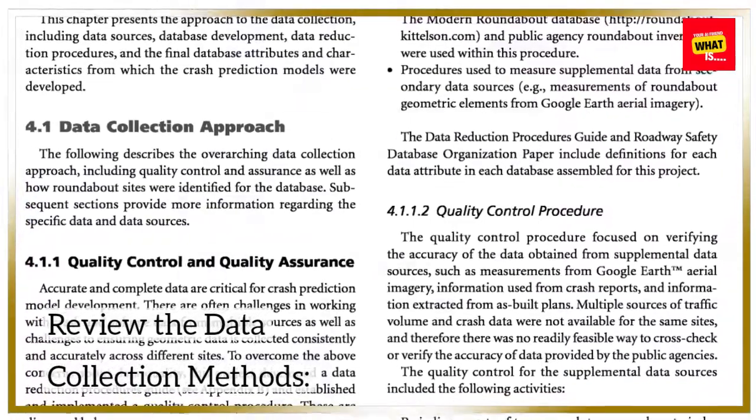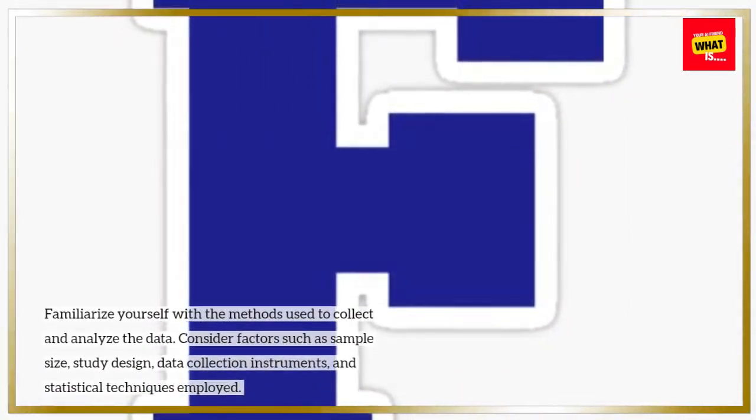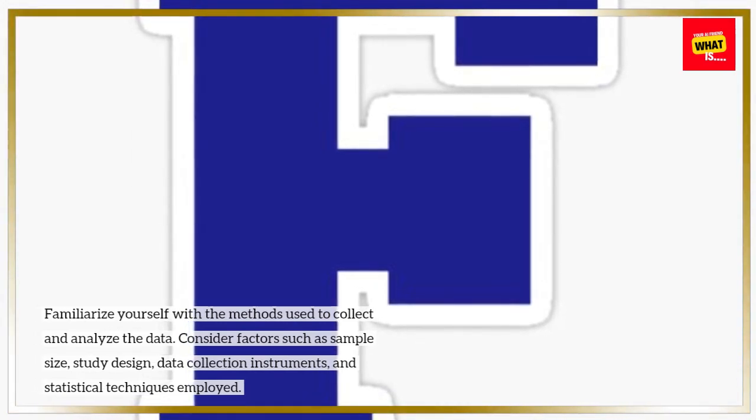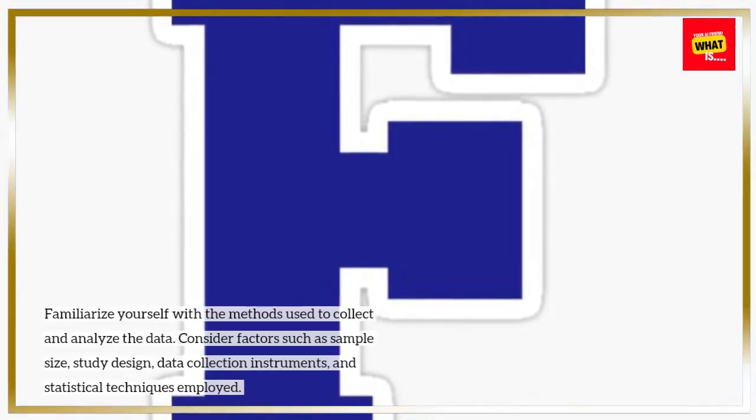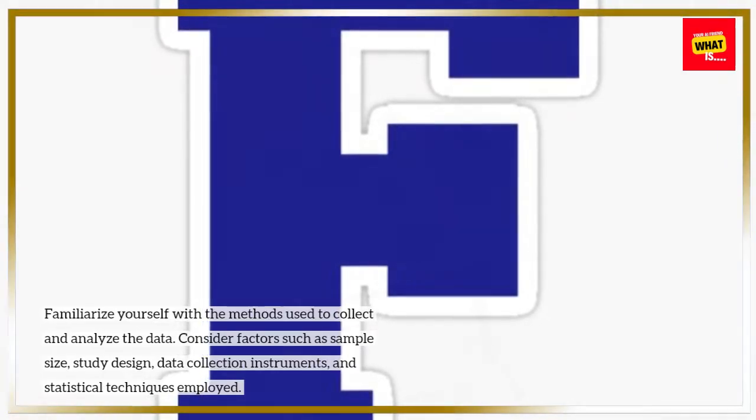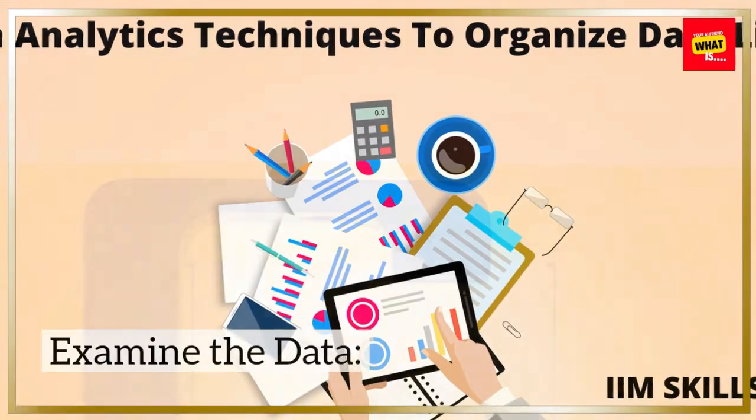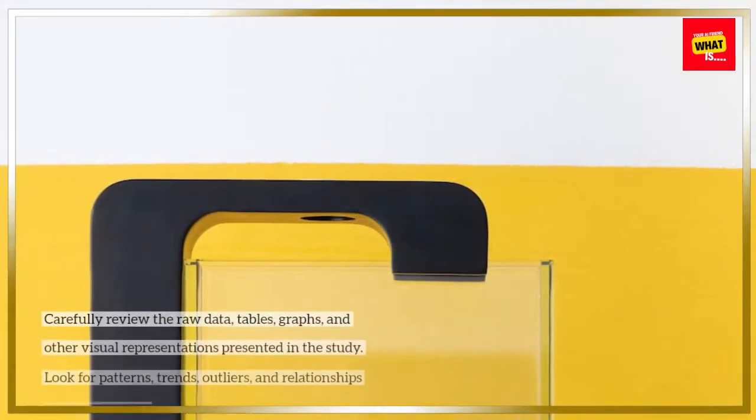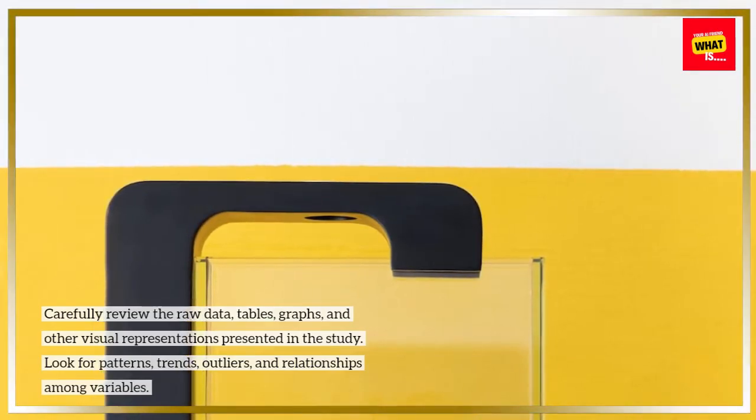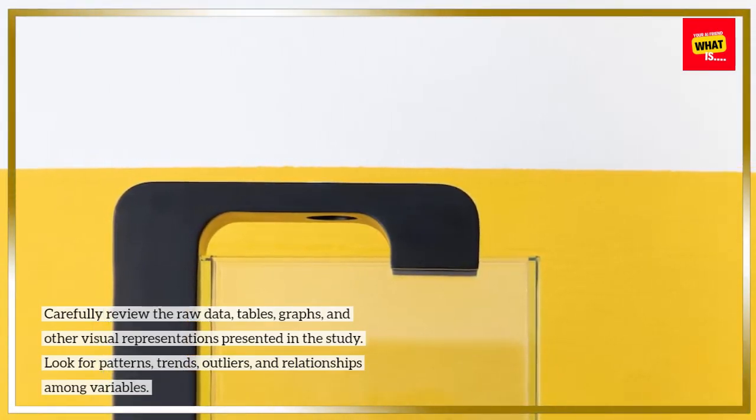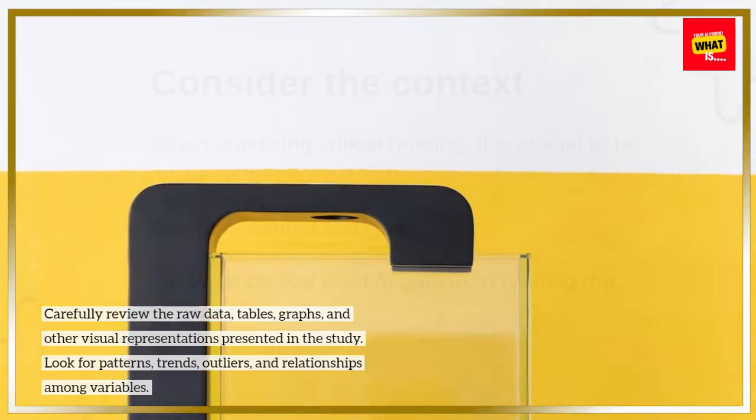Review the data collection methods. Familiarize yourself with the methods used to collect and analyze the data. Consider factors such as sample size, study design, data collection instruments, and statistical techniques employed. Examine the data. Carefully review the raw data, tables, graphs, and other visual representations presented in the study. Look for patterns, trends, outliers, and relationships among variables.